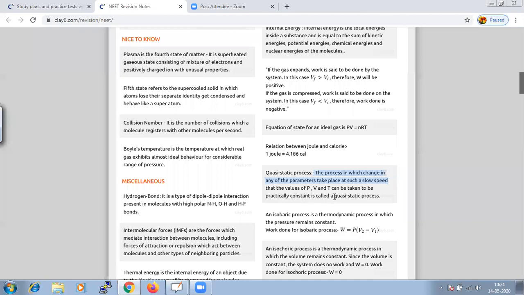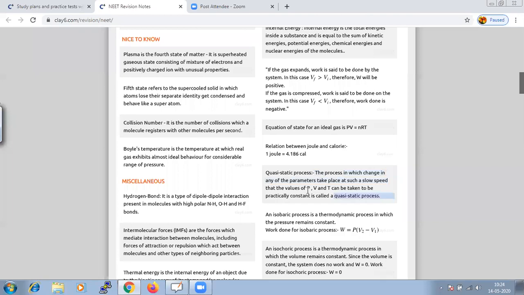constant. So in any numerical, if they are giving that it is a quasi-static process, we should immediately understand that in the given question, pressure, volume and temperature will be constant, and then whatever data is required, we can substitute and get an answer.